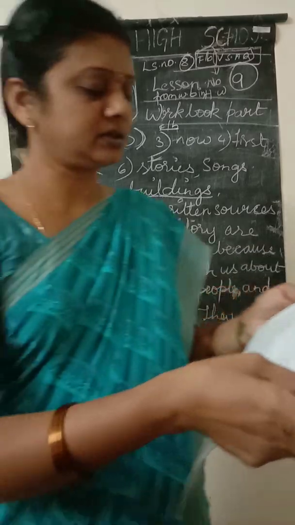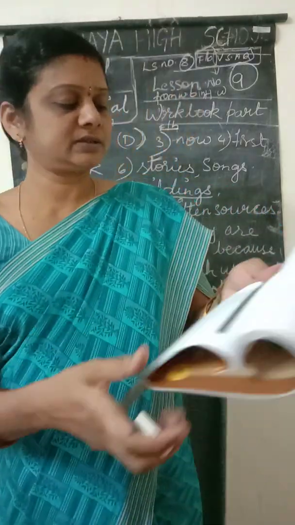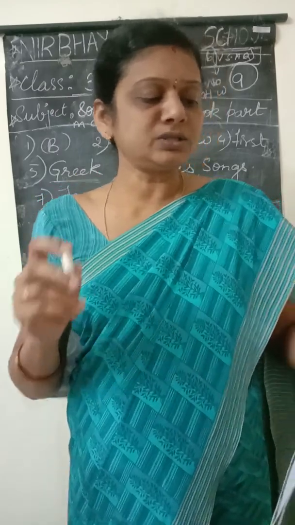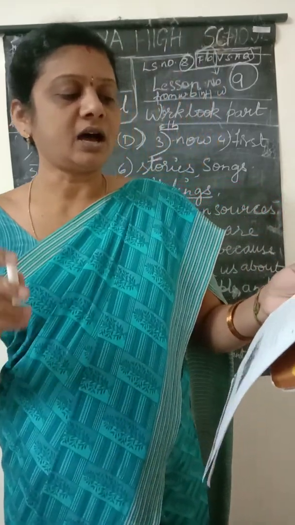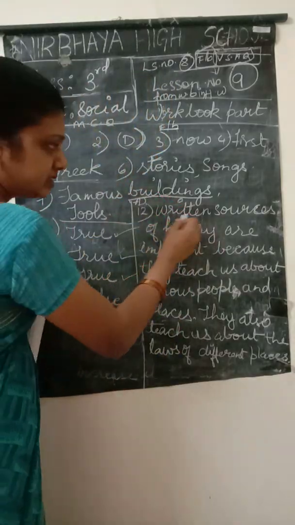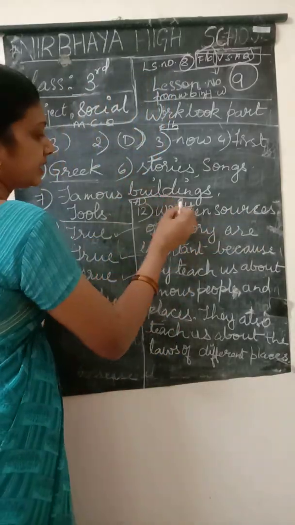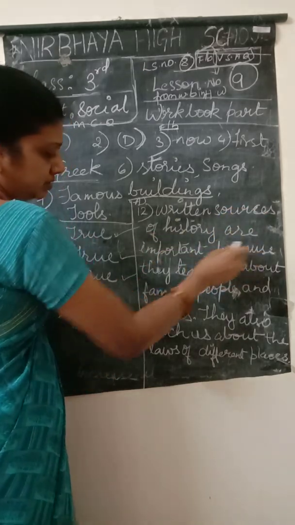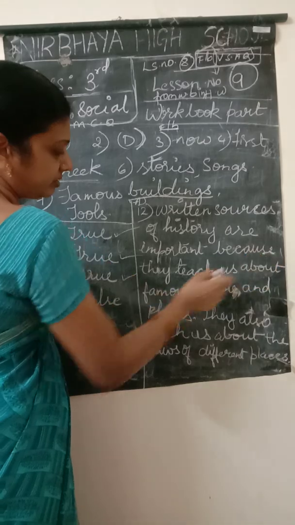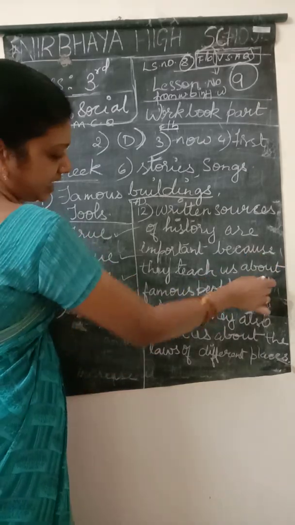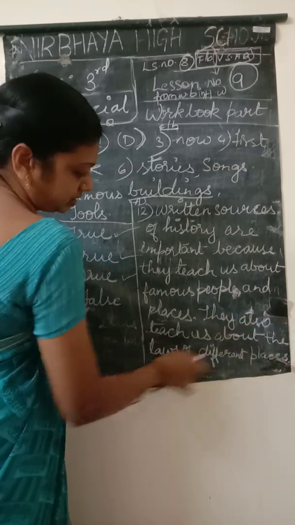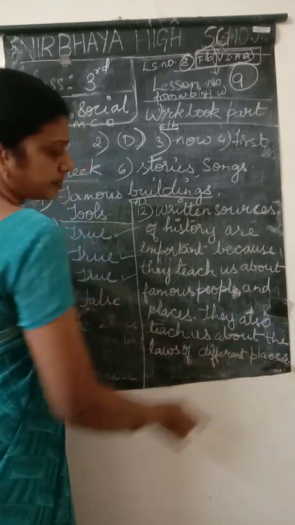And the 12th one, children, short answer question it is. Mention two reasons why written sources of history are important. Answer, children: written sources of history are important because they teach us about famous people and places. They also teach us about the laws of different places.